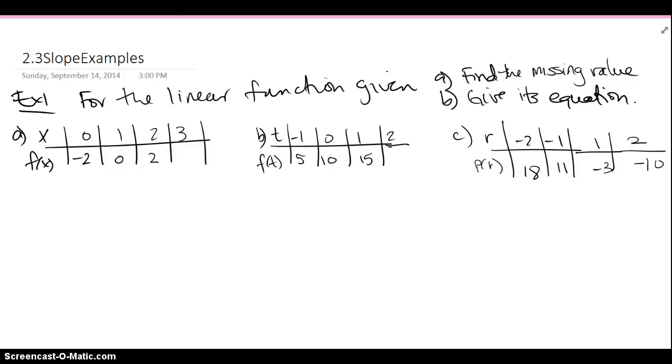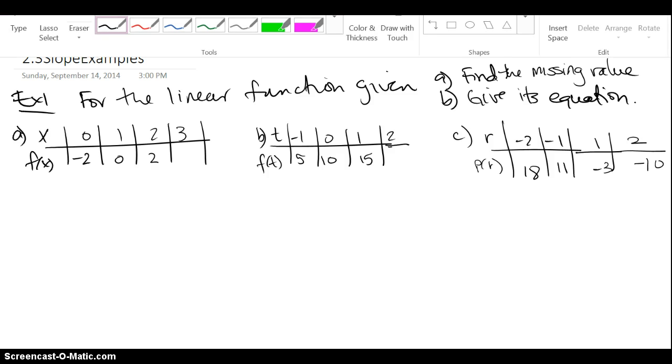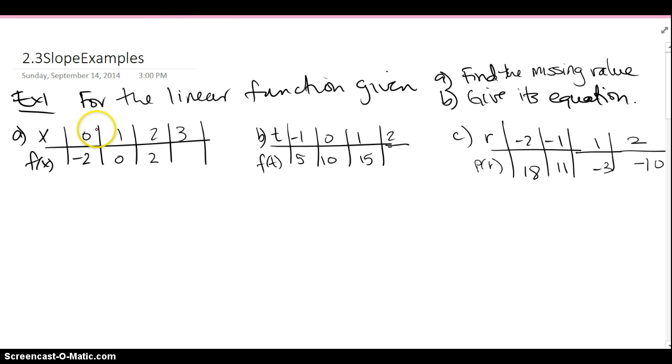For the linear function given, we have to find the missing value and then give its equation as well. So let's go take a look at part A. We see that the increase in the x's is 1 unit, and what change does that cause in the f of x or the y's?